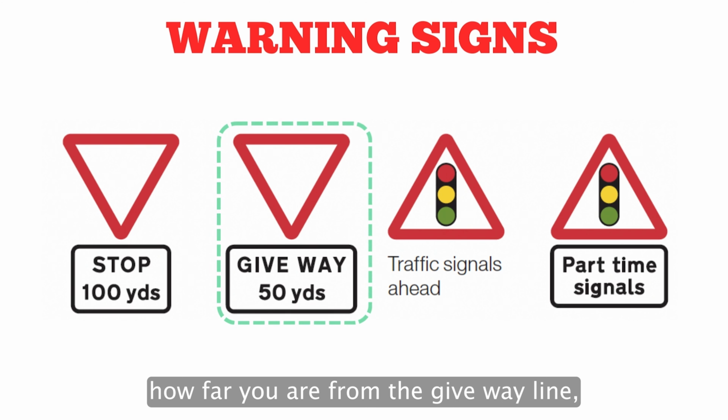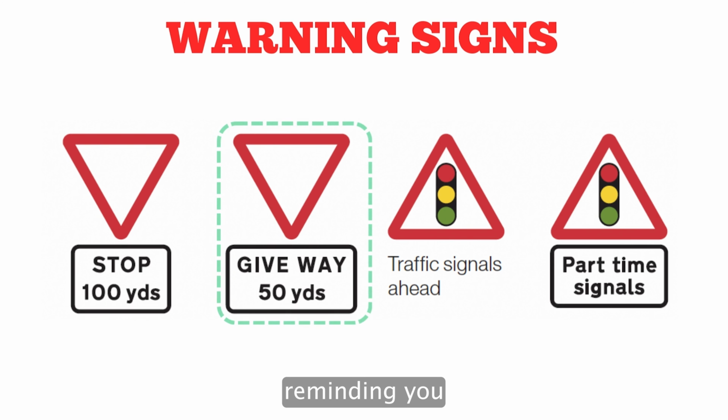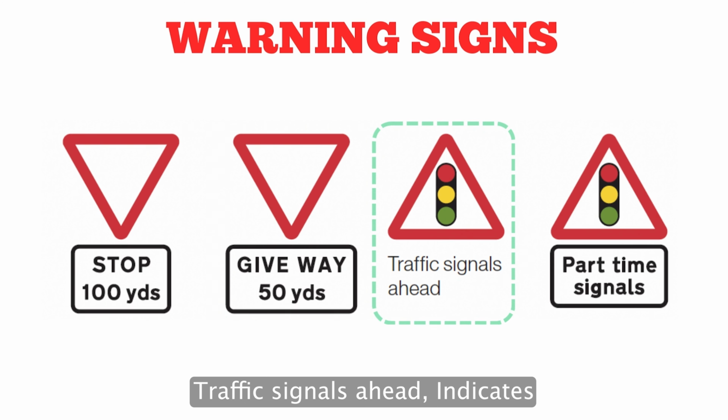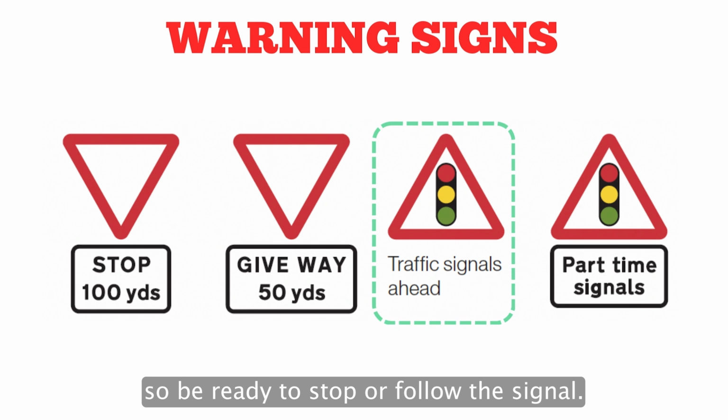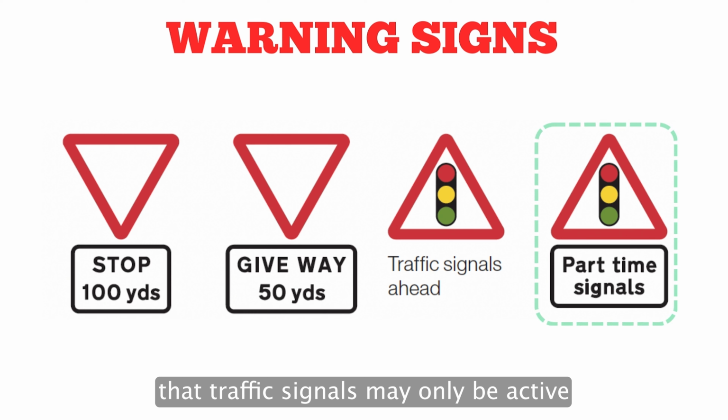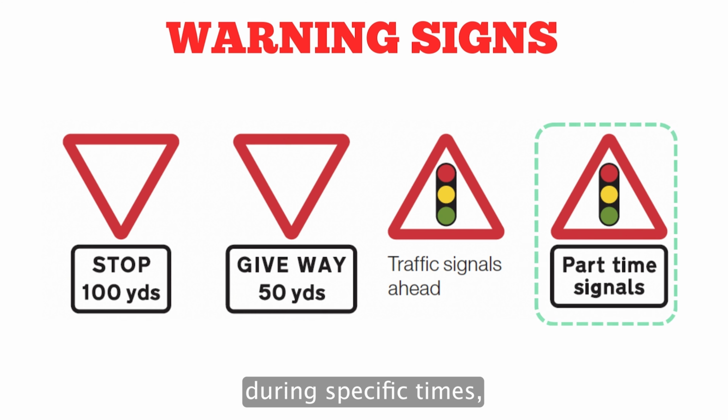This shows how far you are from the give way line, reminding you to prepare to yield to other traffic. Traffic signals ahead indicates that traffic lights are approaching, so be ready to stop or follow the signal. Traffic signals that operate only at certain times. This sign warns that traffic signals may only be active during specific times, like rush hour or specific hours of the day.